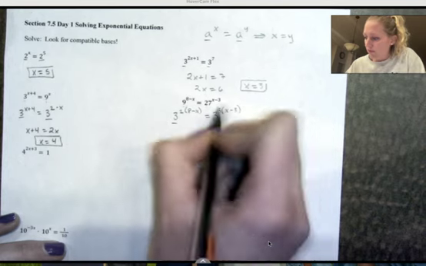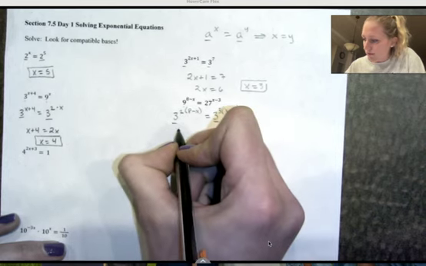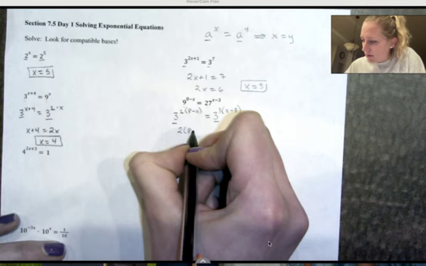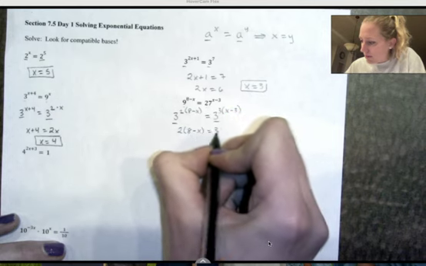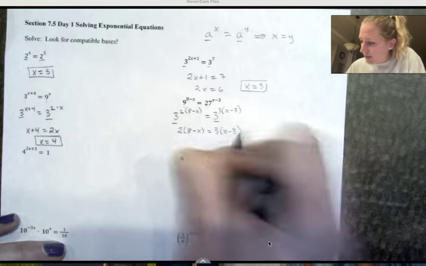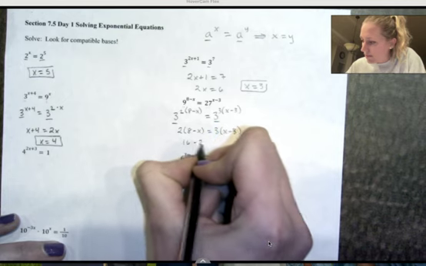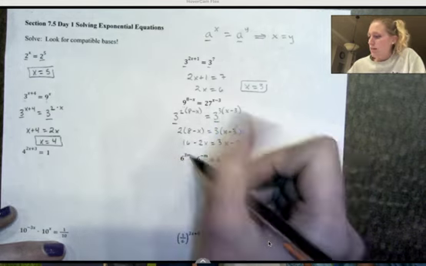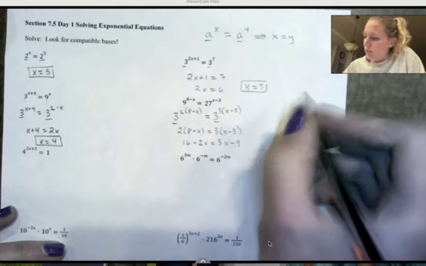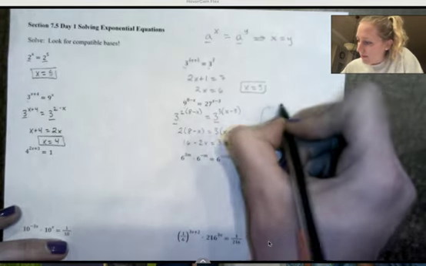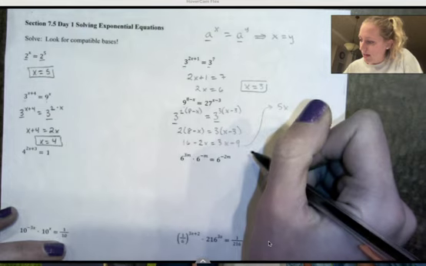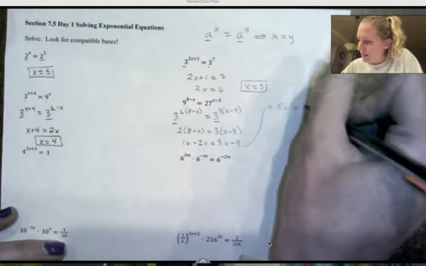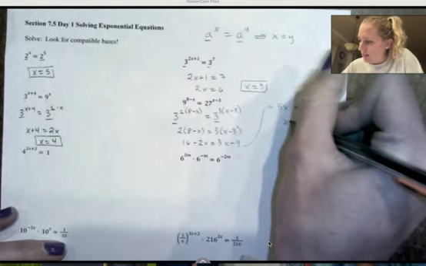So I set the exponents equal. I have 2 times x minus 8 and 3 times x minus 3. So we've got 16 minus 2x equals 3x minus 9. Add my 2x, so I've got 5x, and then add 9 to 16, so x is equal to 5.